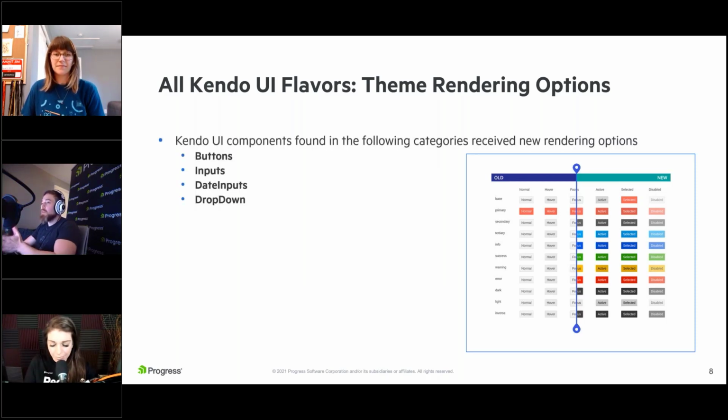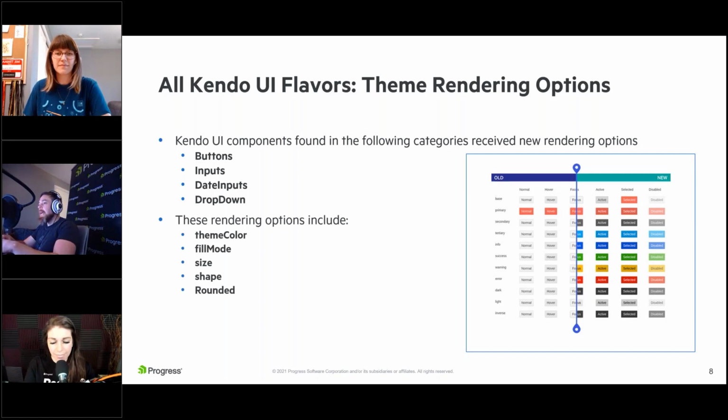So specifically with R1, we addressed any buttons, inputs, data inputs, or dropdowns, so either within those packages or in those categories within our docs and demos that you of course might be familiar with. And these rendering options, just to give you an idea, they include options like theme color, fill mode, size, shape, and rounded. So the idea of these options is that we can offer them on a component by component basis. You can also set them globally.